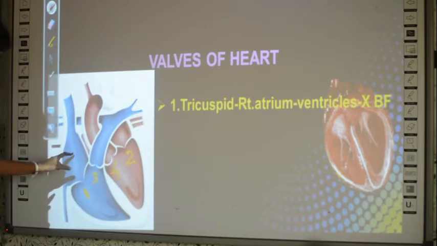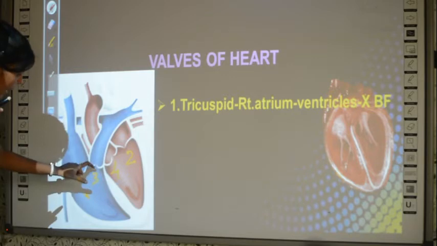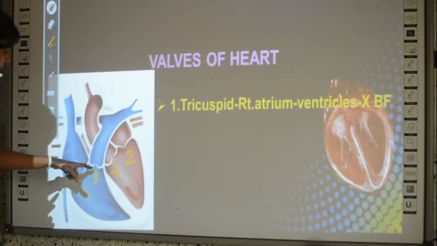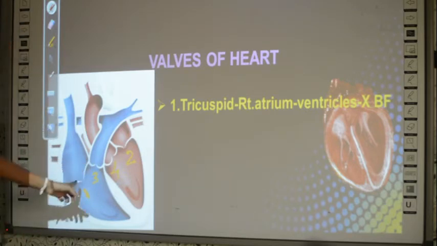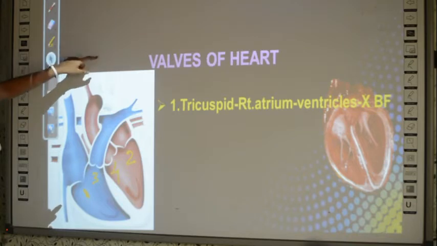Similarly here also, from this atria, from right atria, it enters into the right ventricle through this valve, and from the ventricle through a tube it enters outside your heart by this valve. So these are the 4 valves. We have names for these valves. Let's see what are their names.